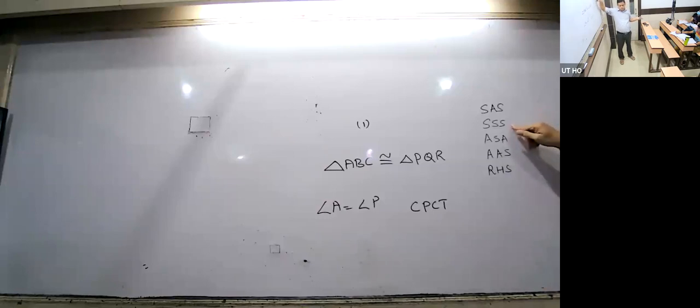What do you mean by SSS? All three sides are corresponding. What do you mean by ASA? Two angles and the included side. And AAS is two angles and any side, not necessarily the included side. If it is ASA, you automatically get AAS also because of the angle sum property. But these are two different things. In two triangles, if two pairs of angles are equal, automatically the third pair will be equal. That's the rule.